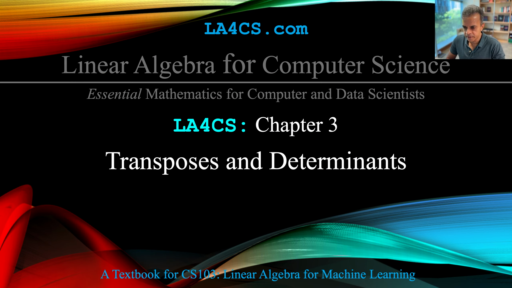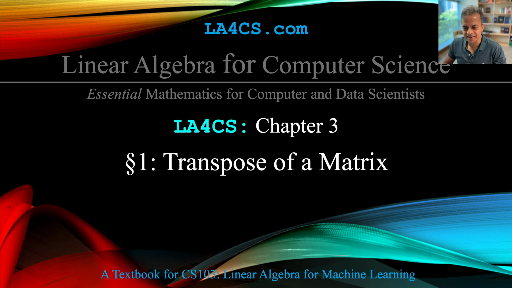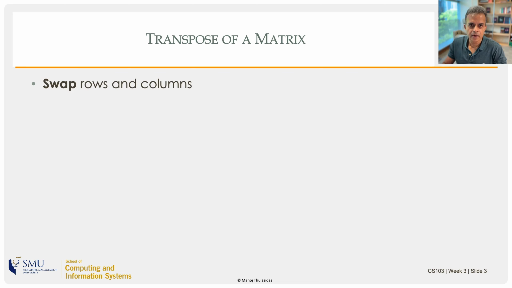So in this third chapter, we're going to get into a couple of numerical things of matrices, transposes, and determinants. The first part is the transpose of a matrix. Let me just tell you what it is first, and then we will define it. Basically, it just means you swap the rows and columns of a matrix.